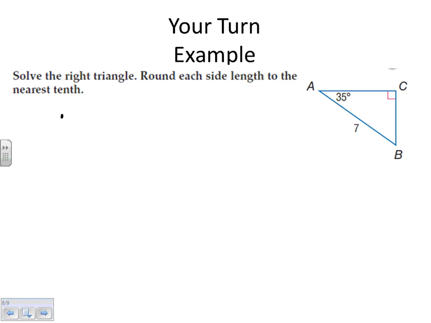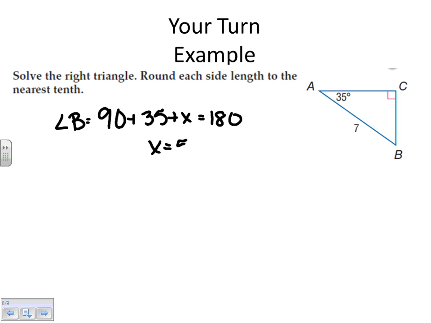Okay, so we've got to find angle B first. How we find that is we add up the other angles, 90 plus 35 plus x equals 180, and we find x to be 55. We know that we have this angle right here. We're missing two sides, so we can't do the Pythagorean theorem. So we've got to use our trig ratios. We've got this angle 35 degrees and this 7. Let's call this x and this y, or however you labeled it is fine as well. So we're looking for this x and this y.